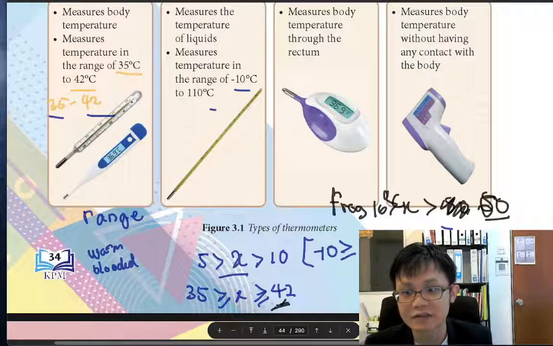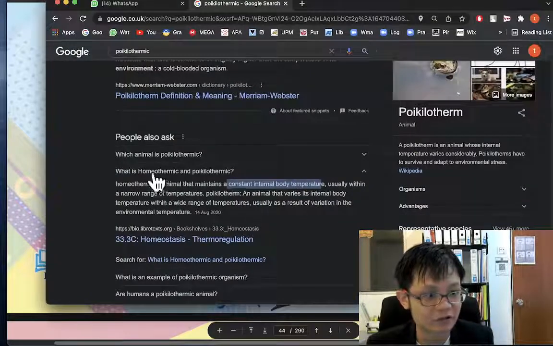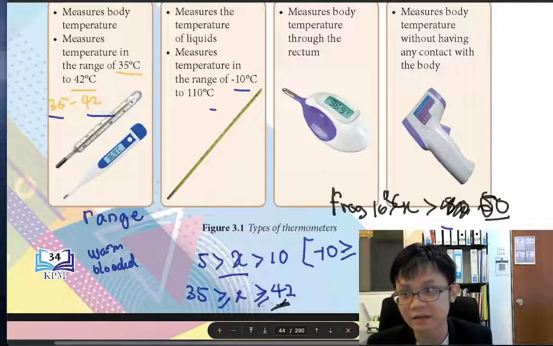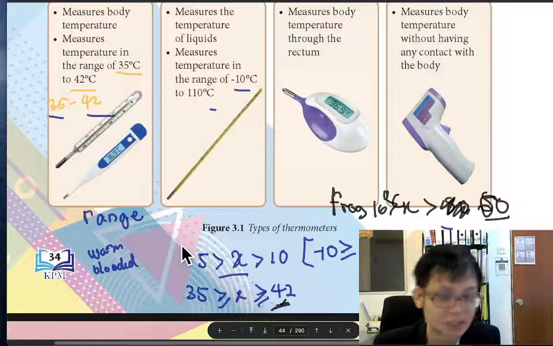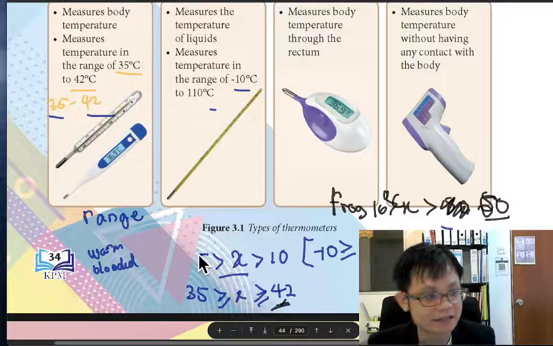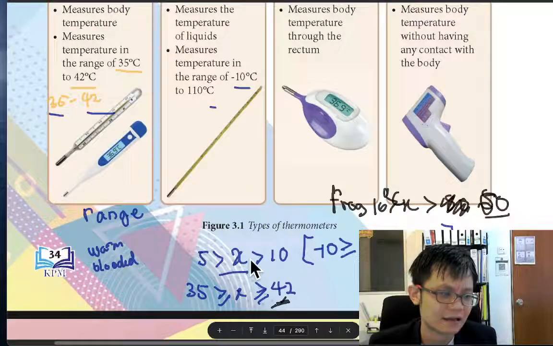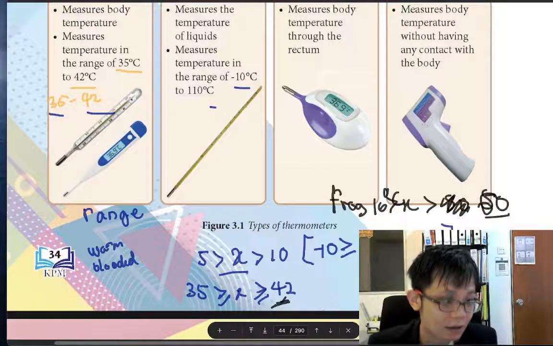And for humans, we are called homeothermic. So you can see here, humans are also called homeothermic. We have a very consistent internal body temperature. So of course, when we want to measure our temperature, you don't need to use such a high range, because we know a human won't go up so high unless the person is an alien.